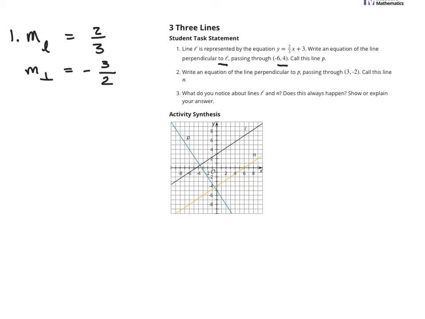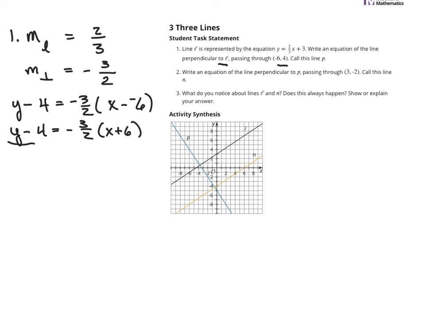So now I can do line P is y minus y equals m times x minus x. Simplify that a little bit. Hold on. 3/2. I'm thinking of too many things at once. And there is your equation of line P. Because that is perpendicular. Yep.